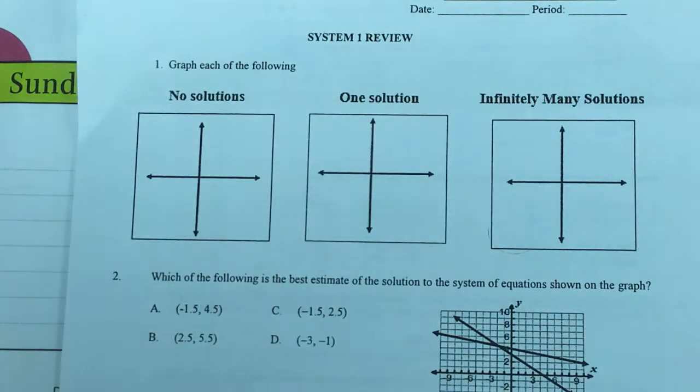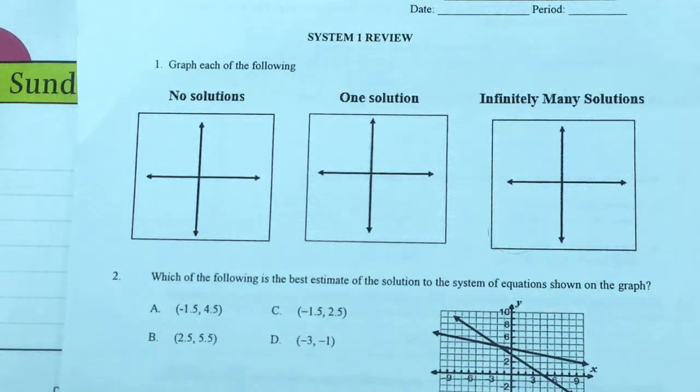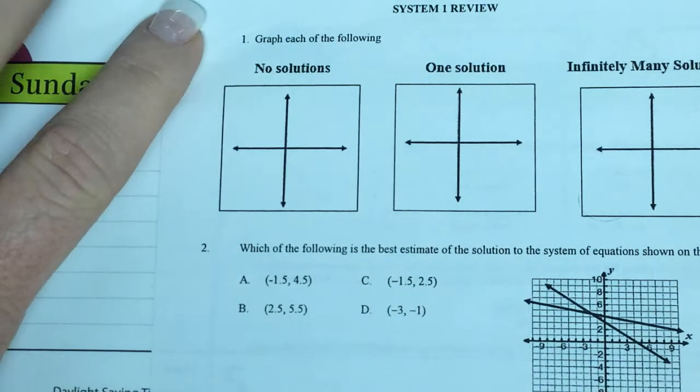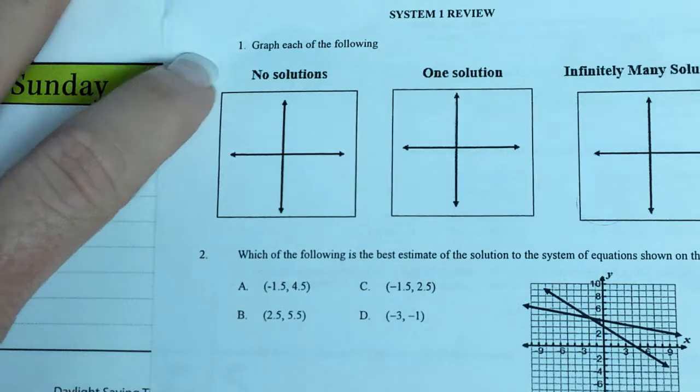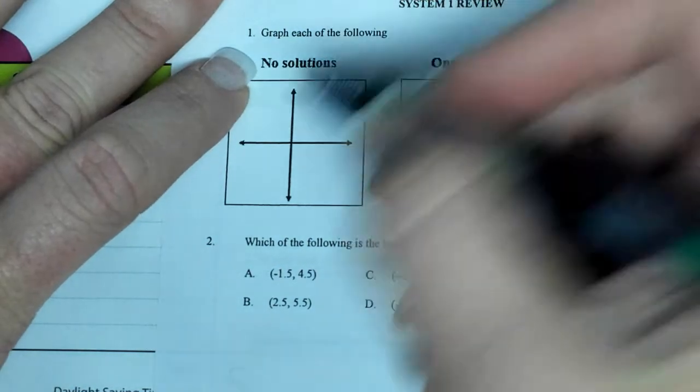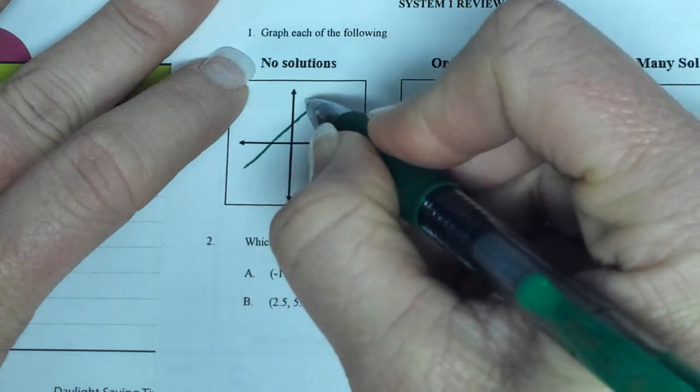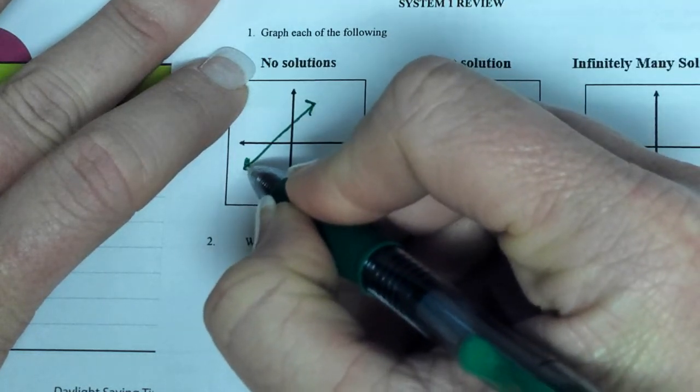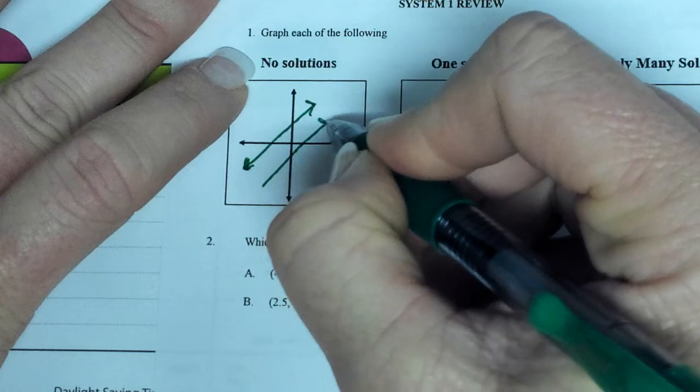Okay, so this is the System 1 review. All right, so for number 1, we have to graph each of the following. So for ones that do not have solutions, the lines would have to be parallel. So I'm just going to draw 2 parallel lines here.